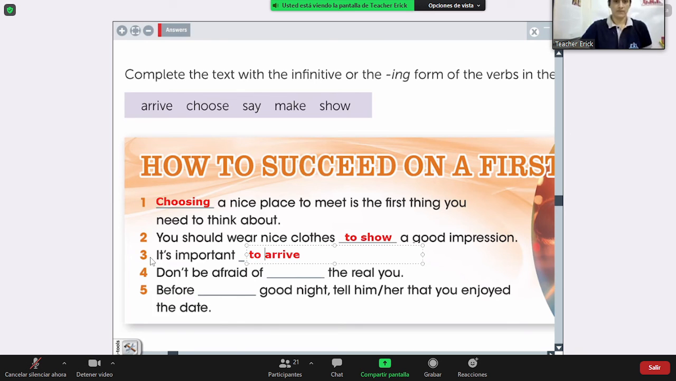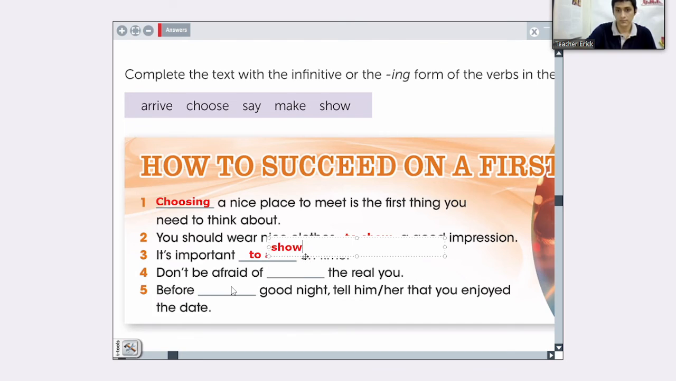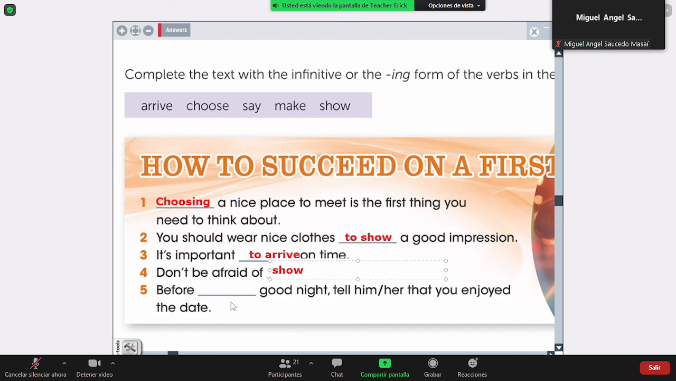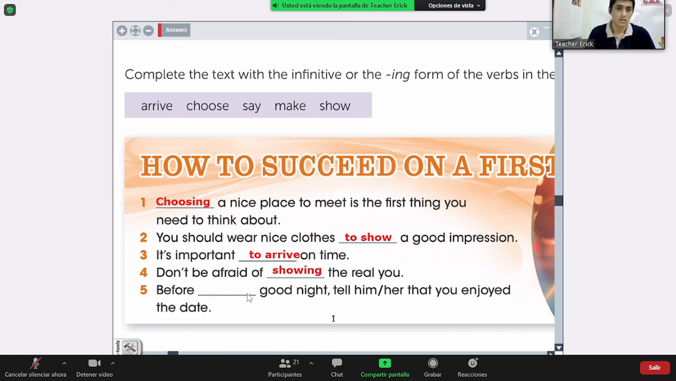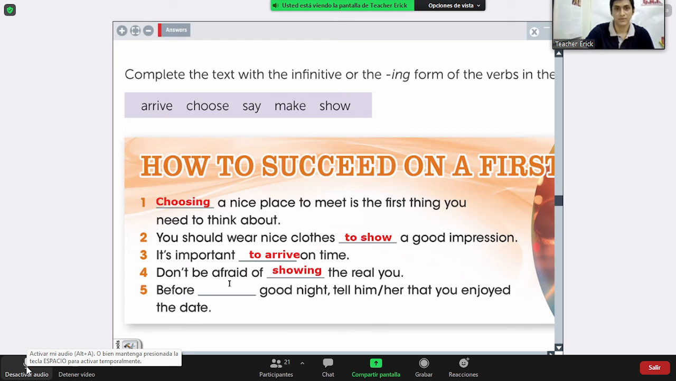Number 4, don't be afraid of... Showing. Yes. Okay. Showing the real you. Don't be afraid of showing the real you. Before a good night. Before saying, okay.